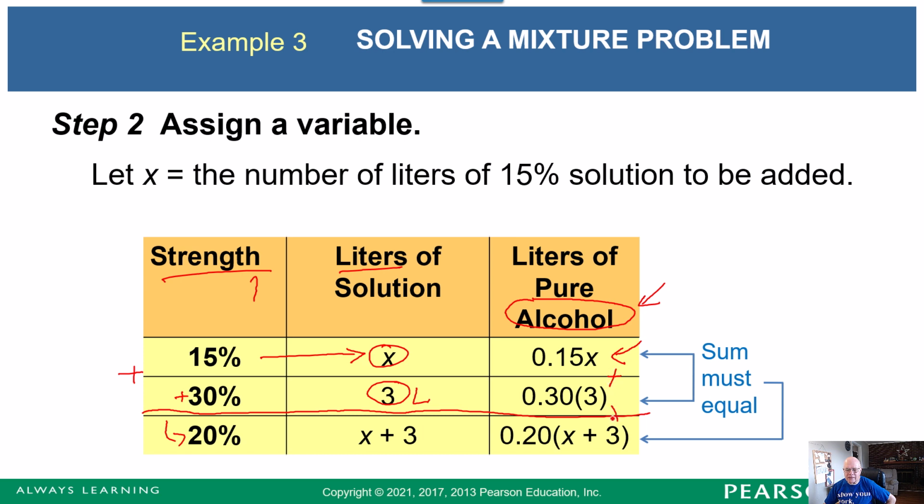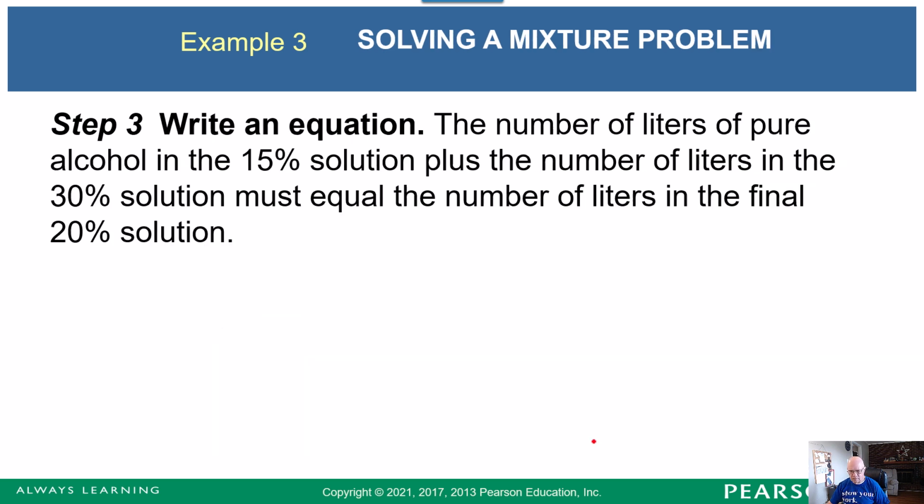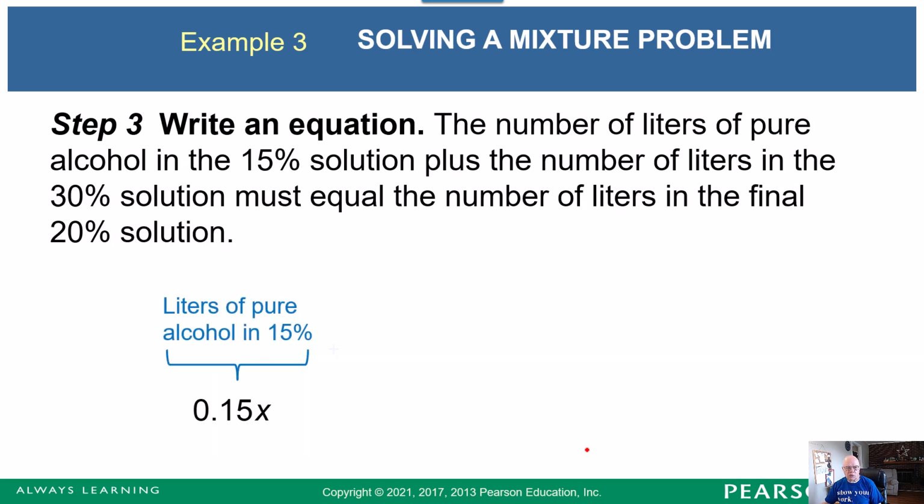And you're going to end up with, make sure that looks like a plus, you're going to end up with a 20% solution. And since you started with X and added 3 liters, that's how many liters you've got in the solution. Multiply that by 0.2, and that's how much alcohol is in your final container. So write the equation.